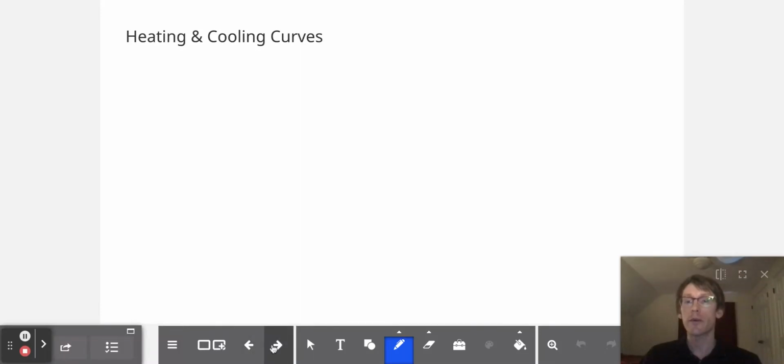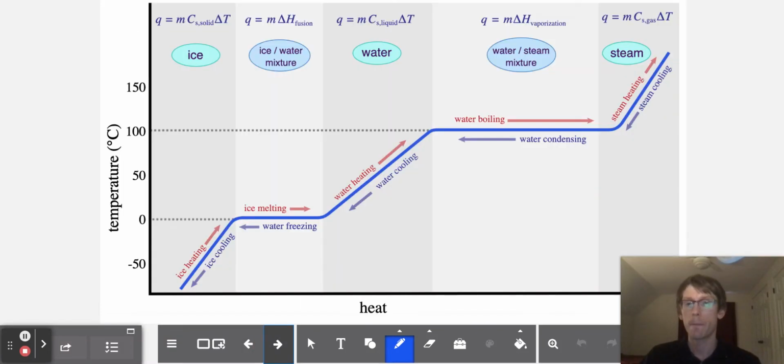In this video, we're going to learn about heating and cooling curves. So here's an example of a heating curve. Let's say that we have a sample of ice, and initially the temperature is something quite low. Well, as we start applying heat to it, the temperature will rise as the ice particles vibrate faster and faster and faster. And eventually, we reach a point where you can continue adding heat and the temperature doesn't change.